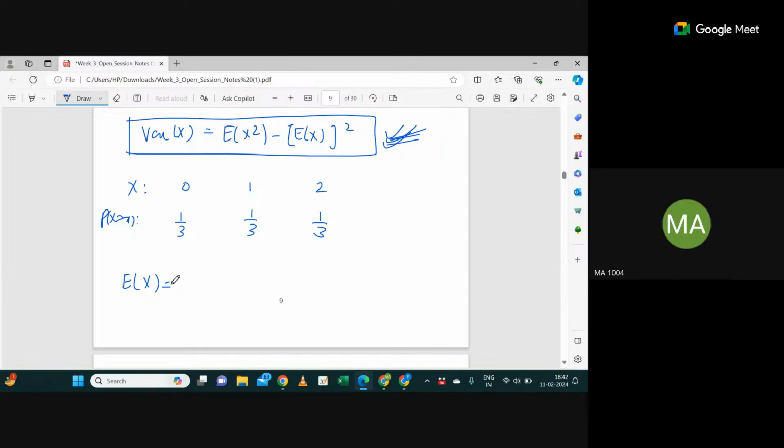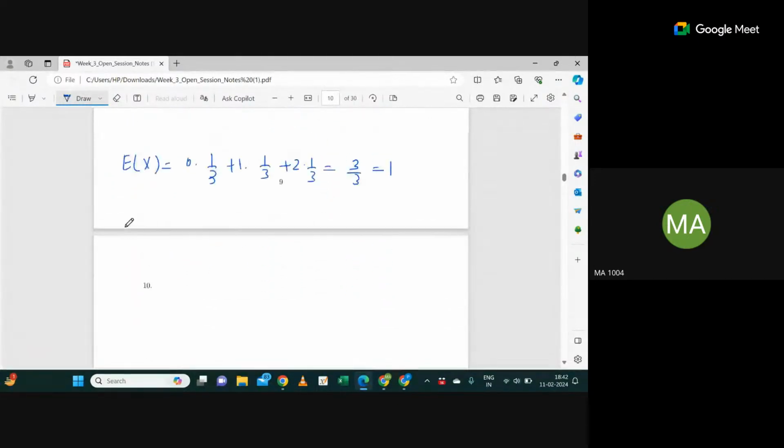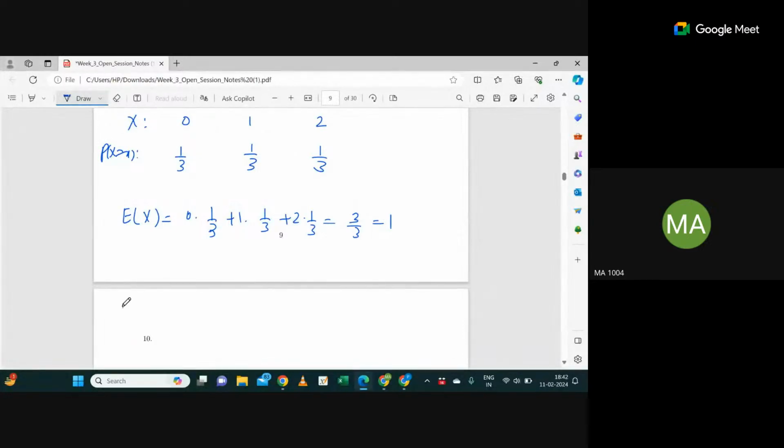It equals 0 into 1 by 3 plus 1 into 1 by 3 plus 2 into 1 by 3, which is nothing but 3 by 3, which is 1, right? Now we got this quantity, correct? Next I have to compute the expected value of x square. So how can I compute it? First of all, compute what x square will be. So x square will be 0, 1 square is 1, 2 square is 4, right?